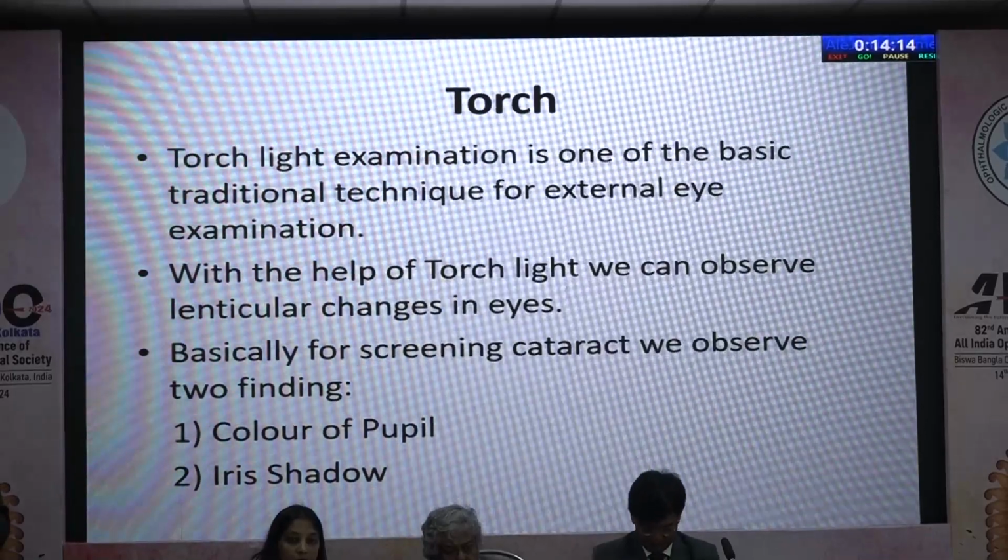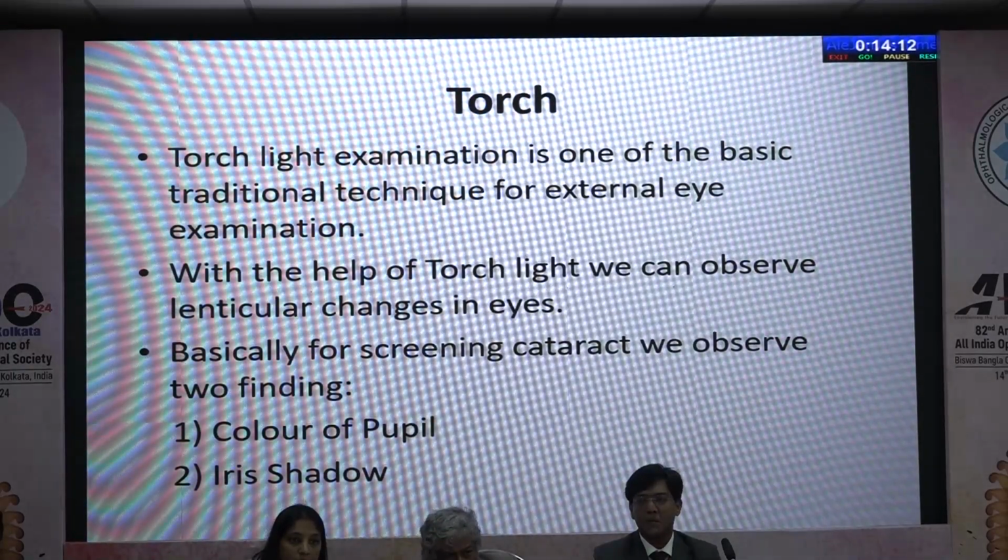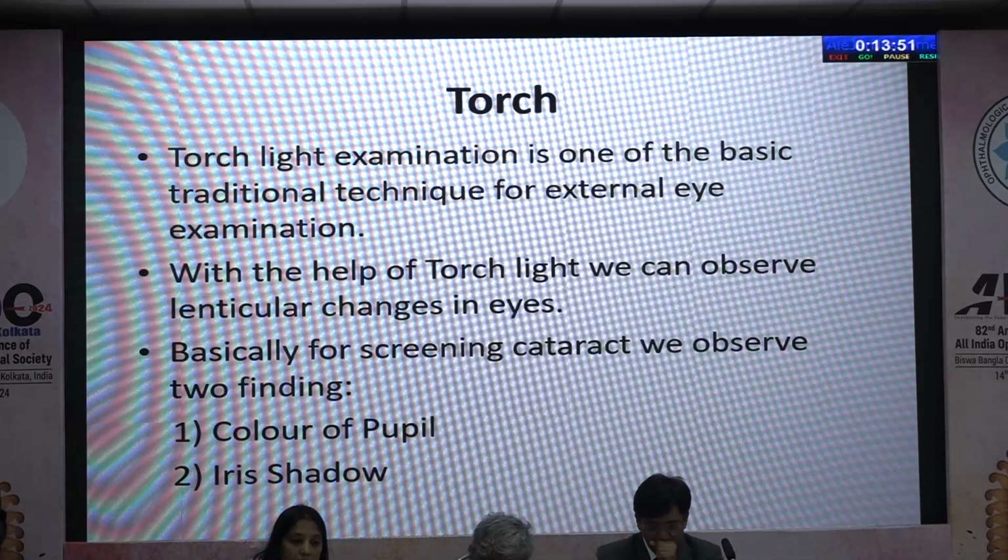First of all, torchlight. Torchlight examination is one of the basic traditional techniques for external eye examination. With the help of torchlight, we can observe lenticular changes in the eye. Basically, for screening cataract, we observe two findings: color of pupil and iris shadow. In color of pupil, we can observe changes in pupil color like yellowish, blue, black, or amber colored. Then we will observe iris shadow.